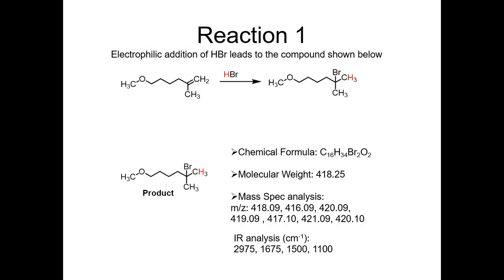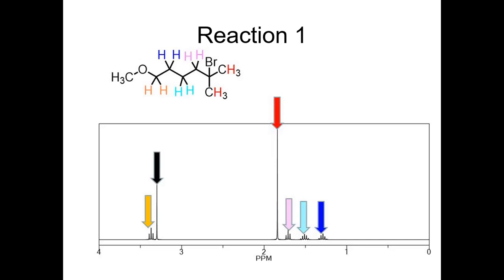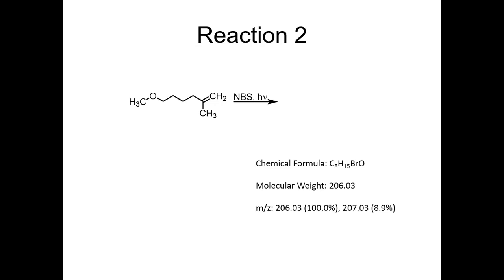So we've already looked at one reaction where we added HBr to the double bond, and we looked at the spectra for the product and the different peaks, and that spectra is shown here. And now let's look at another reaction, where we're going to react the same alkene with NBS in the presence of light. And you know that reaction is an allylic bromination.